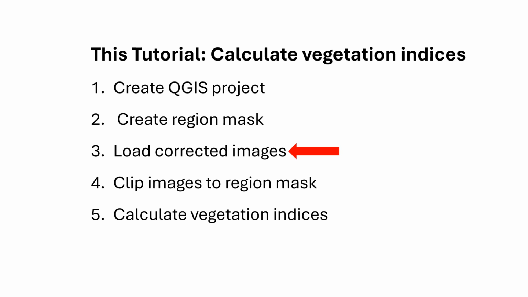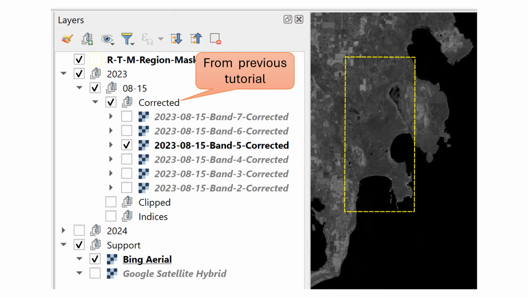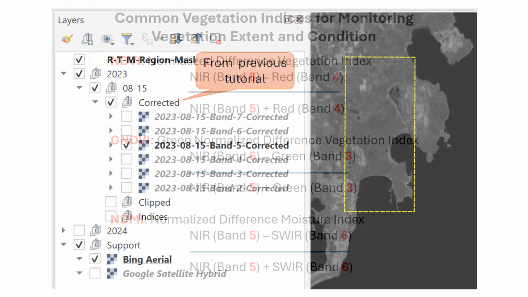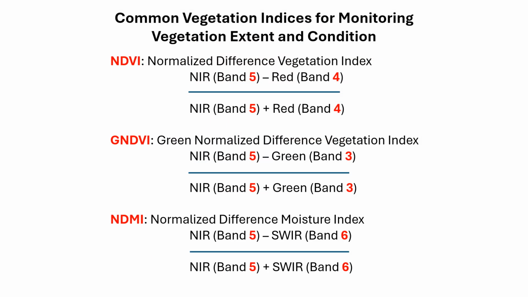Now we'll load the images that we need to calculate the vegetation indices. Load the corrected images raster layers from a previous tutorial into the associated QGIS group. Note that here we really only need bands 3, 4, 5, and 6, but we'll take all of the bands along for the ride in case there are other indices we wish to calculate.